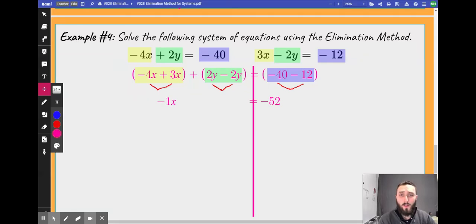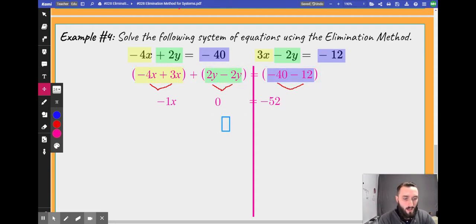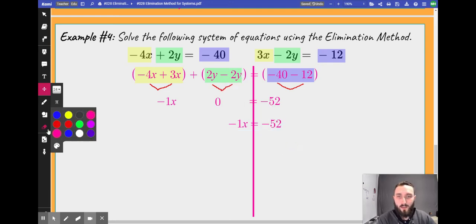All right, here's your solution video for example number 4. So we combine the x terms to get negative 1x. We combine the y terms and we got 0. So we eliminated the y terms. I only have left an x term and then a constant term from this negative 40 minus 12, giving me negative 52. So my equation right now is negative 1x, or you can just put negative x, right? You don't need that 1, all right? But it will help us understand what our next step is here, equals negative 52.